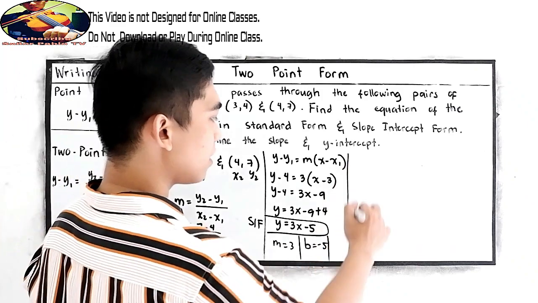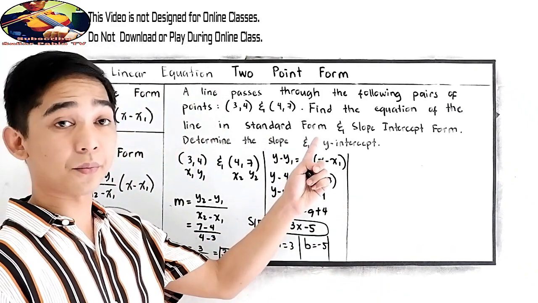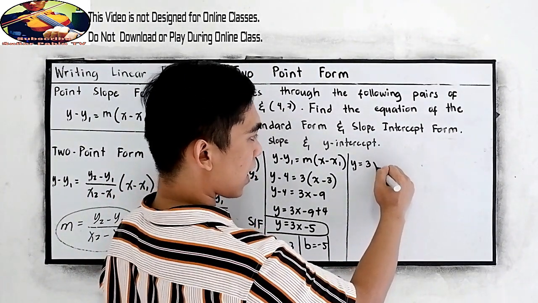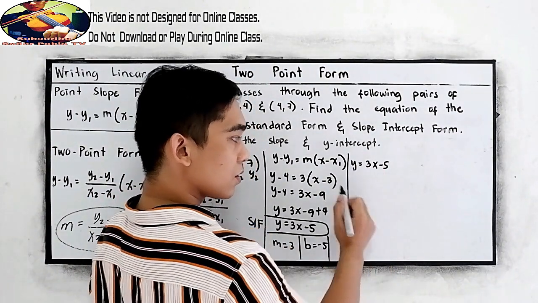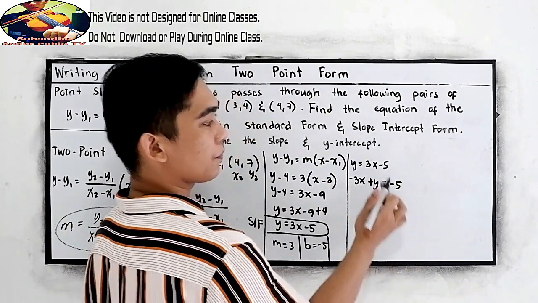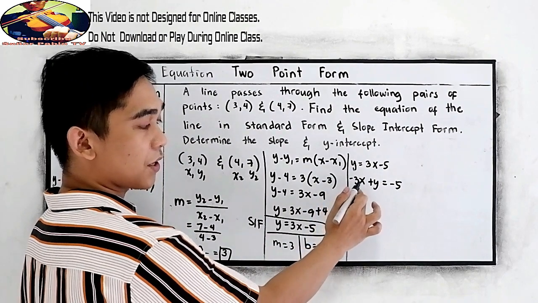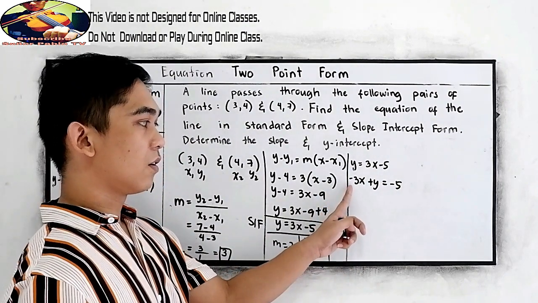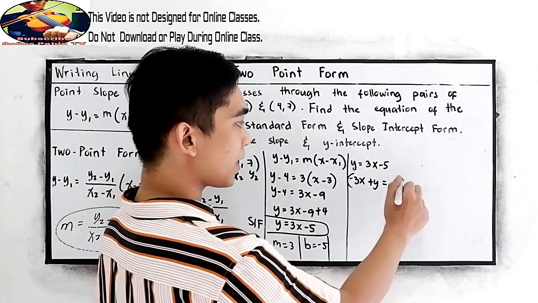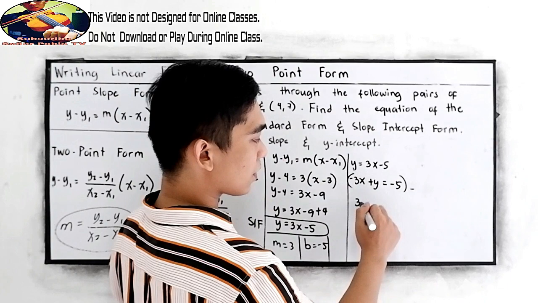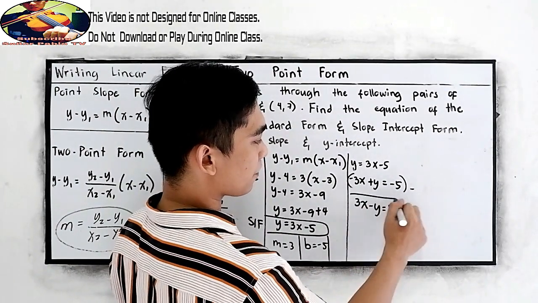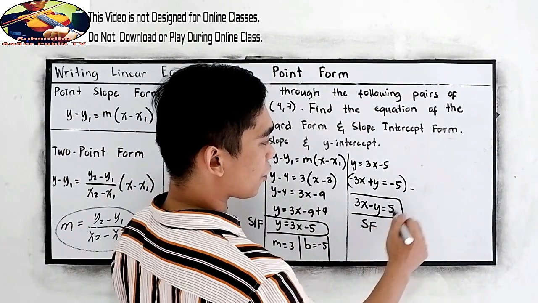Now let us get the standard form. So copy y is equal to 3x minus 5. So negative 3x plus y is equal to negative 5. Move the 3x to the left, it will become negative 3x. So we need a positive value for a. So multiply this by negative 1. So 3x minus y is equal to positive 5. This will be our standard form.